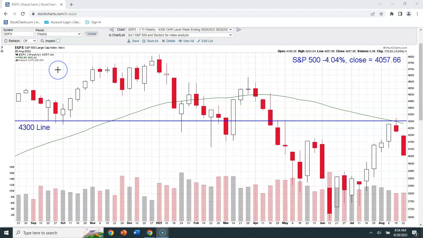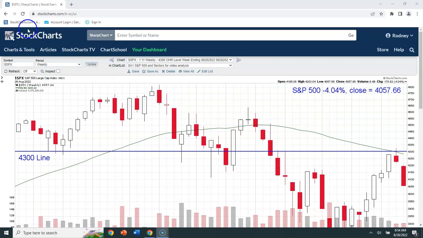Today we will be doing technical analysis on the S&P 500 for the week ending Friday, August 26th, 2022. And for this analysis, we will be using stockcharts.com.